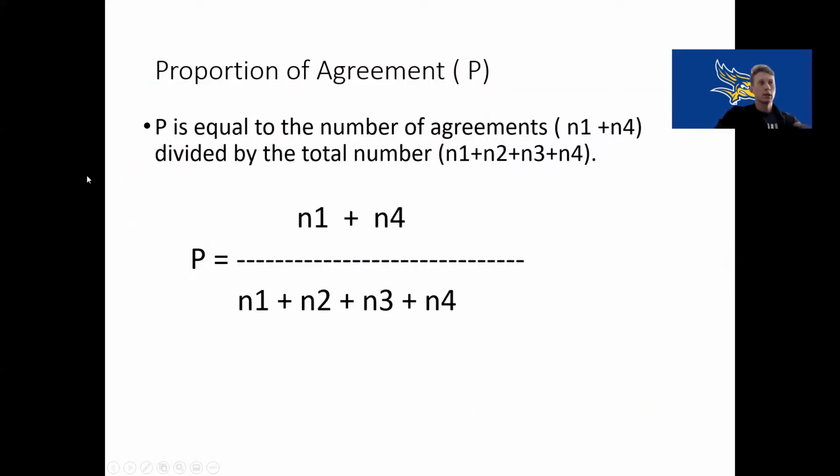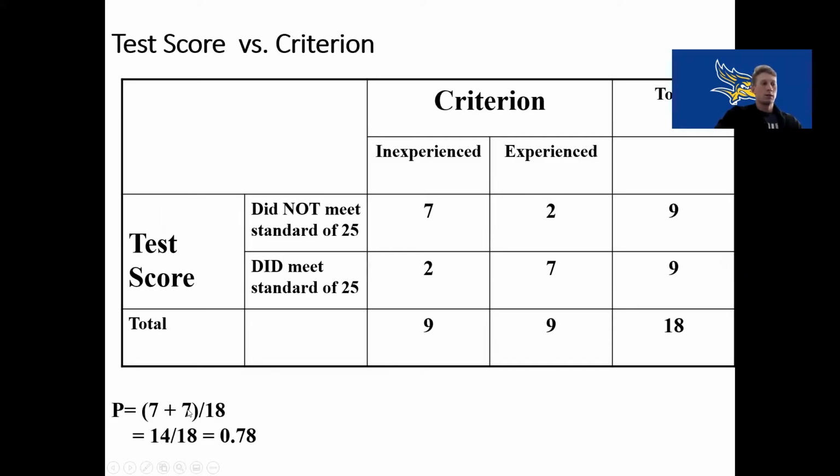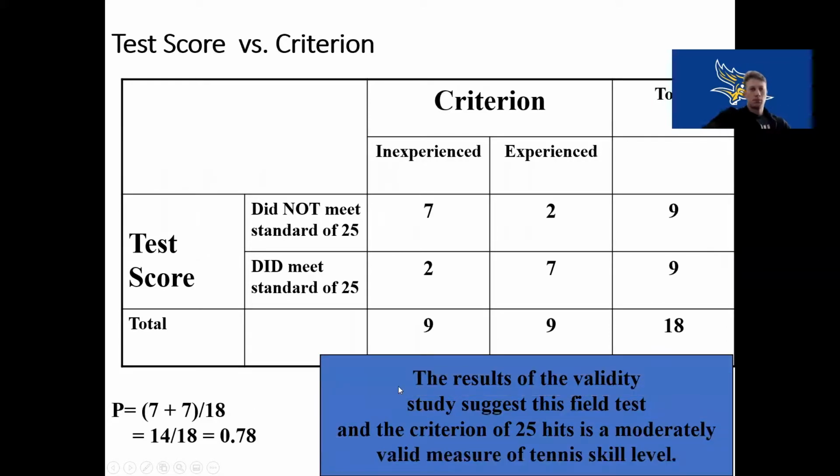So we'll plug these into our proportion of agreement. We see that there are 7 plus 7, our N1 and our N4, which is 14 out of 18. So this has moderate validity for tennis skills. So this criterion test, based on our assessment of its validity with our expert, we found that it has moderate validity to measure tennis skill.